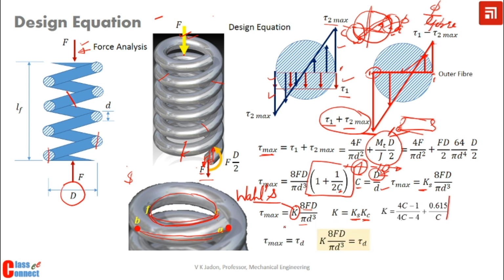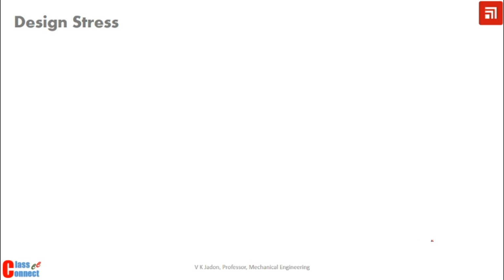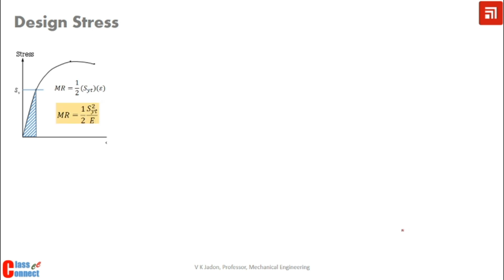So now we can substitute these in the design equation, and finally we get the design equation as this. This would be our design equation that we'll be using for designing a spring. The design shear stress tau d, on the right hand side, is given by SYS, the shear strength, divided by the factor of safety. So let us now focus on the design stress, how the design stress is obtained.